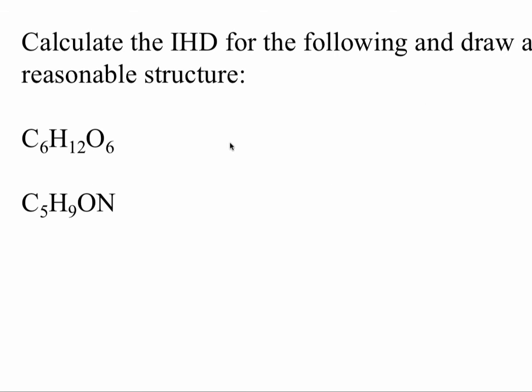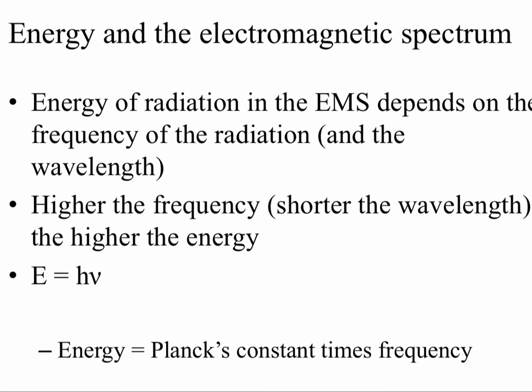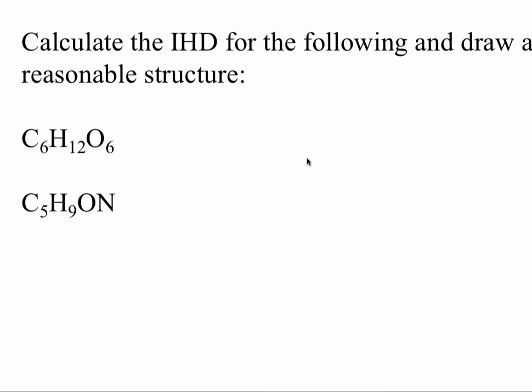So let's take a moment and look at the index of hydrogen deficiency for the following structures. You can use the formula or draw a reasonable structure. Oh, hang on. I'm going to draw the structure for these first. If I look at this first one, I see that there's 6 carbons, 1, 2, 3, 4, 5, 6. And it says I have 12 hydrogens and 6 oxygens.